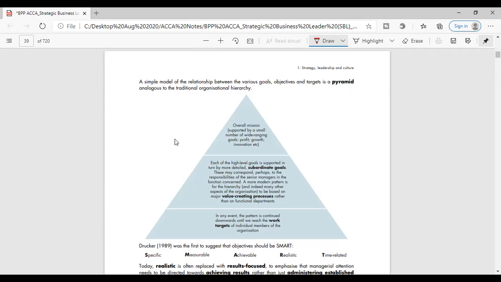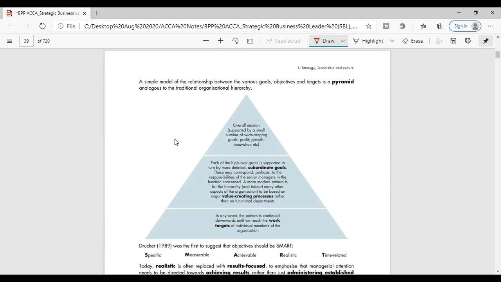What it's doing here is, we set the overall mission, and each high-level goal is supported in turn by more detailed subordinate goals. And we try to break down the mission into goals and objectives. That is the second category of the pyramid. And at the bottom, we find targets. We are all familiar with targets, right?